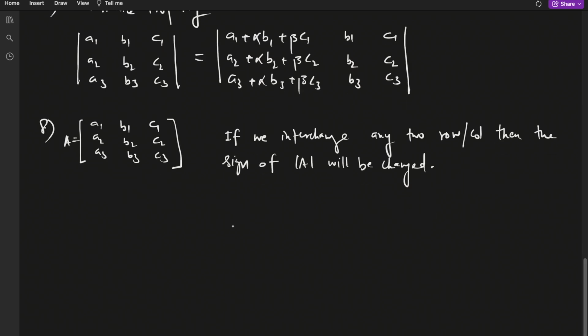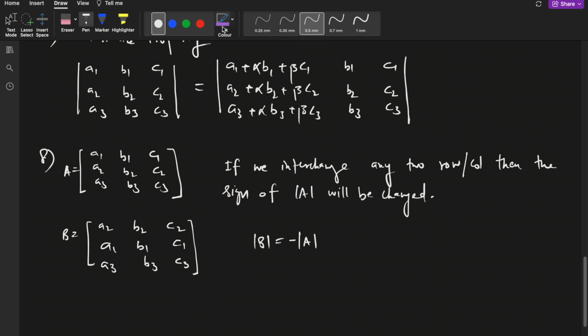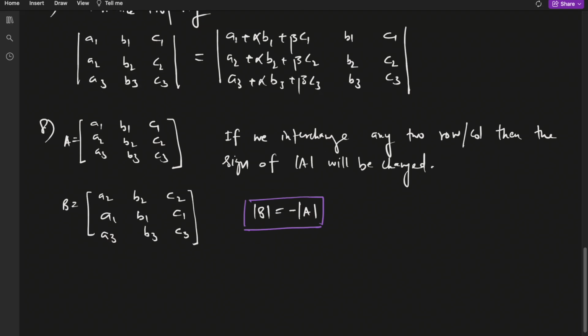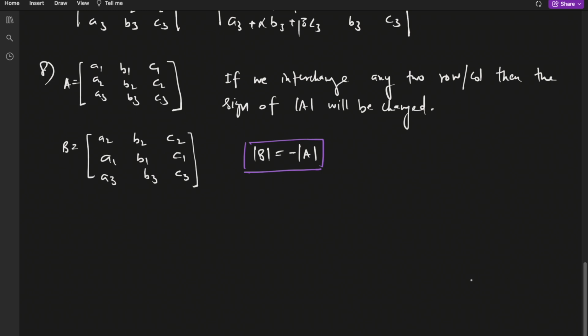You can simply say, for example, this is A, and let us suppose this is B. B is nothing but the same matrix, but the two rows are swapped. Row 1 and row 2 are swapped. Then the determinant of B is nothing but minus times the determinant of A. This is the most important property from the exam point of view, because a lot of questions are asked from permutation matrix and determinant. We will solve some questions on that later on.